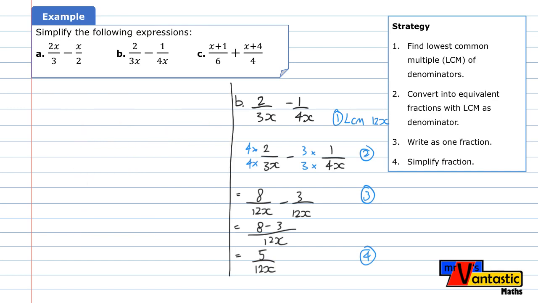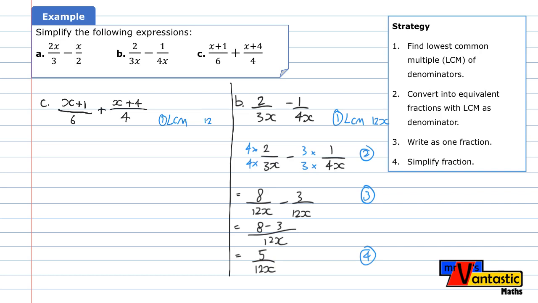Our last example has these expressions that make the numerator. So it's no longer one single number, it's now 2. It's a binomial on top. Again, we start by finding the lowest common multiple of the two denominators. So 6 and 4, the lowest common multiple is 12. Okay, 6 times 2 is 12 and 4 times 3 is 12.